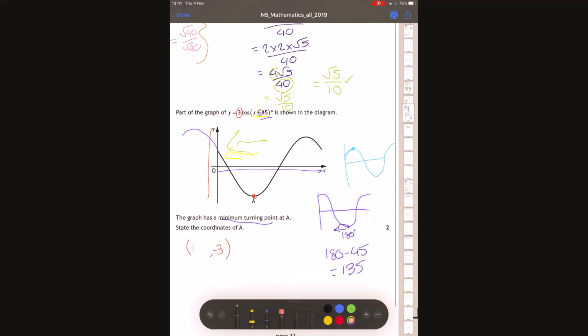We can write that in. If it's coordinates, guys, please remember to write it as coordinates. And that's our coordinates of point A.